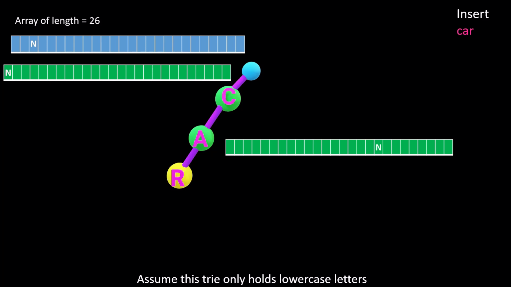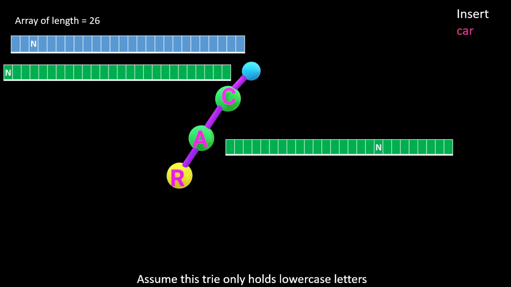So going back to our Google example, if we wanted to implement some type of auto-completion algorithm, if a user typed in CA, we could then iterate through our array stored in the A node, and we could probably figure out the types of words that they might be trying to type in.